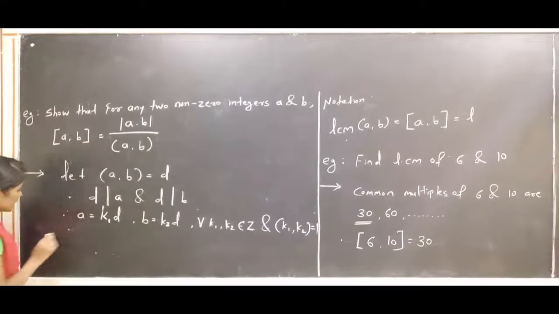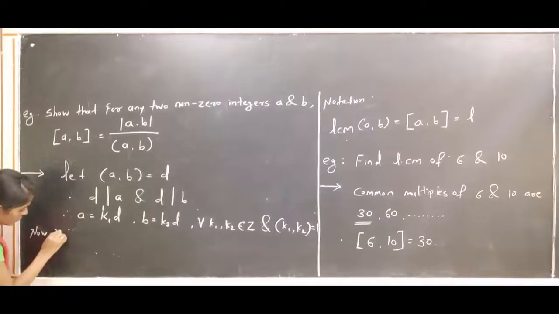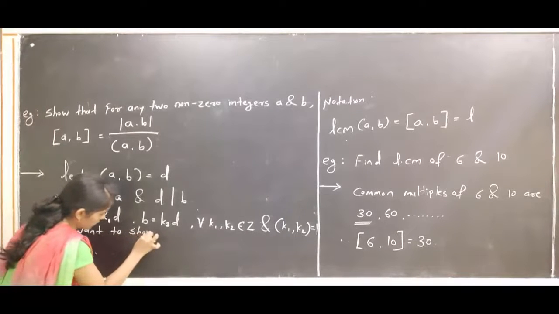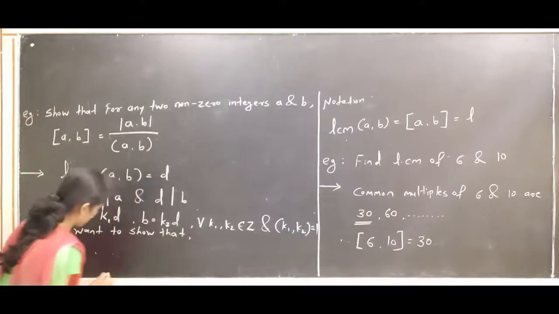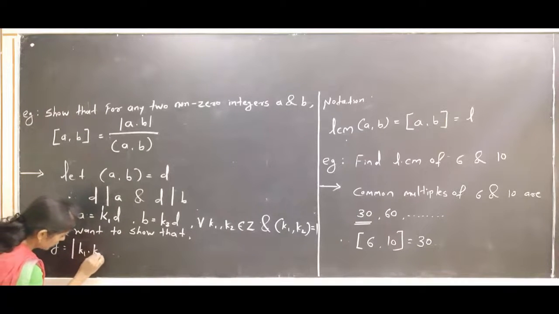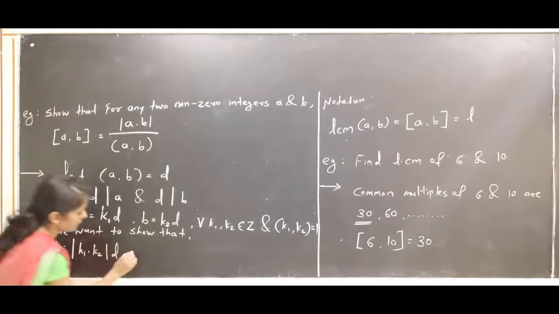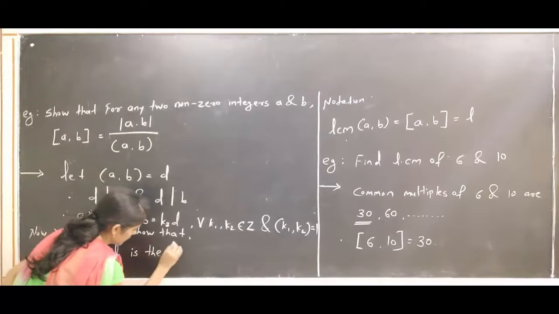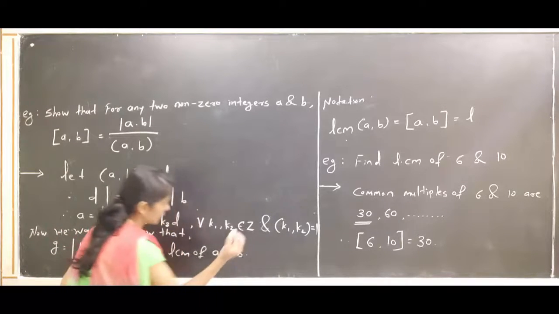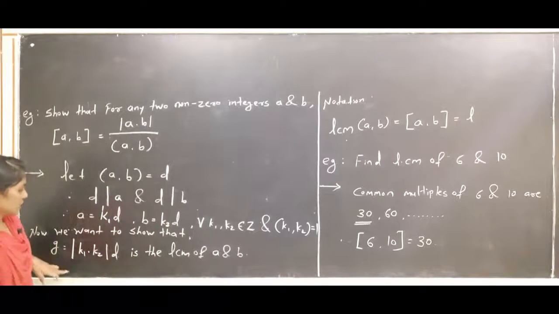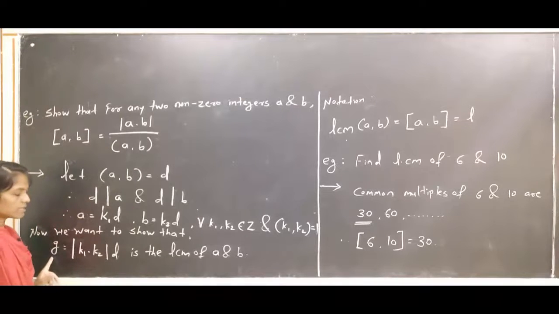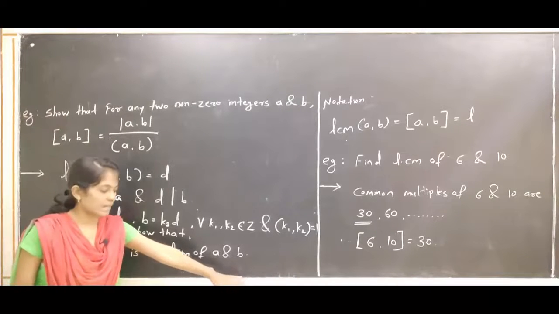Okay. Now we want to show that G is equal to mod of K1 into K2 into D, which is the LCM of A and B. So see here, G is equal to mod of K1 into K2 into D, and we want to show that this G is the LCM of A and B.